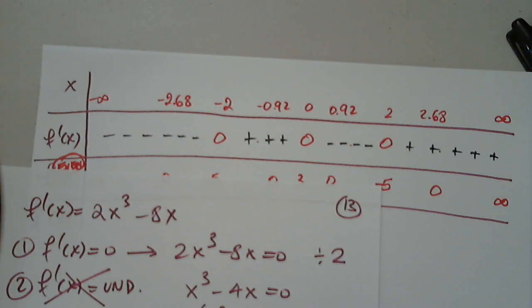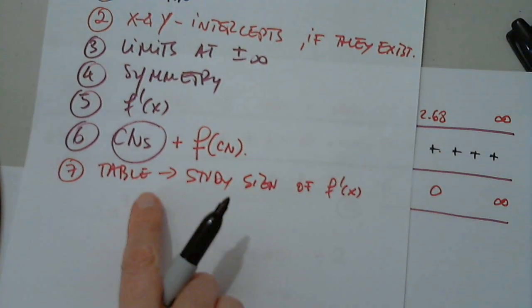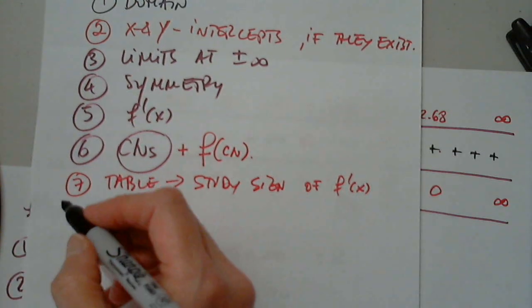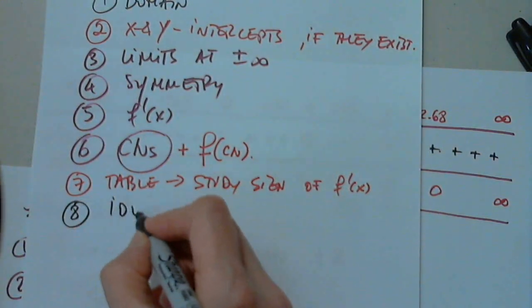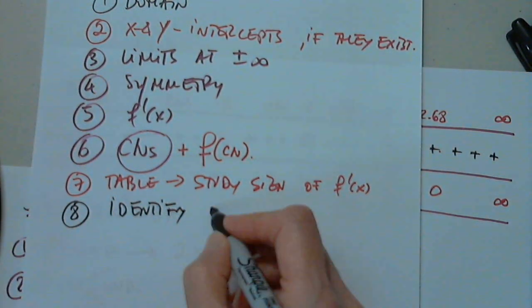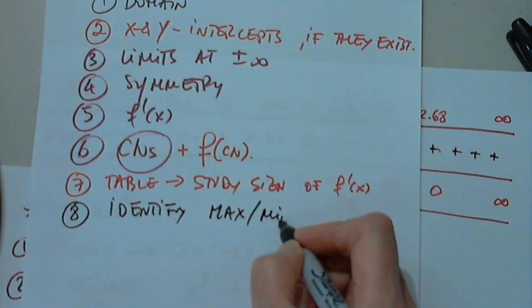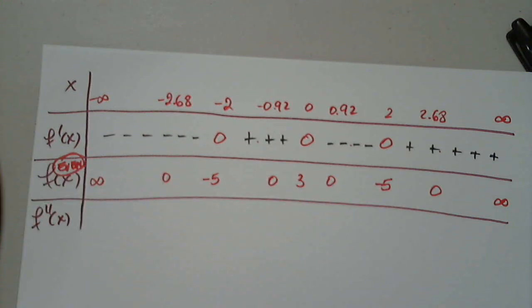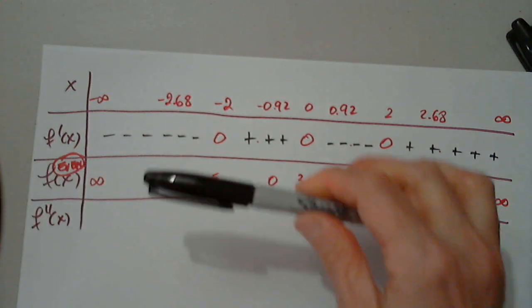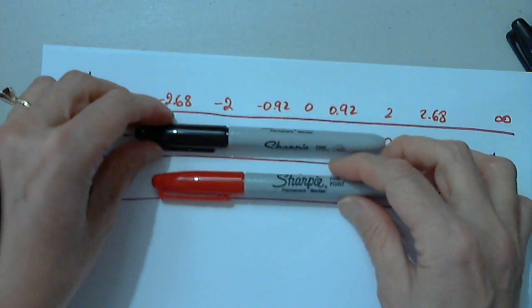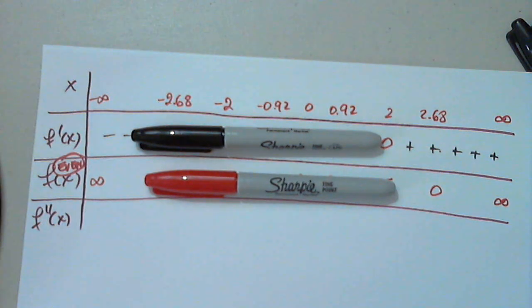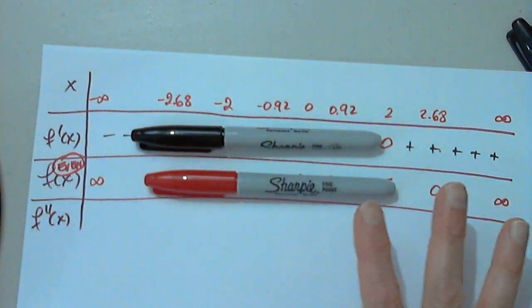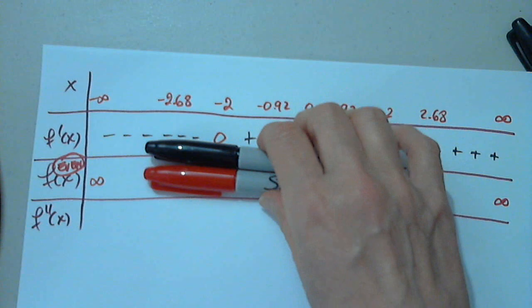So we studied the sign and we put it in the table. At this point, number 8, identify max min. Okay, so let's identify max min. At this point, this is when I catch my mistakes. If these two rows do not work perfectly in sync, then I know, oops, something is terribly wrong. This is when we find out.